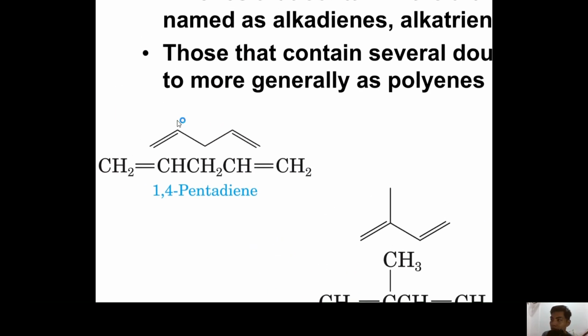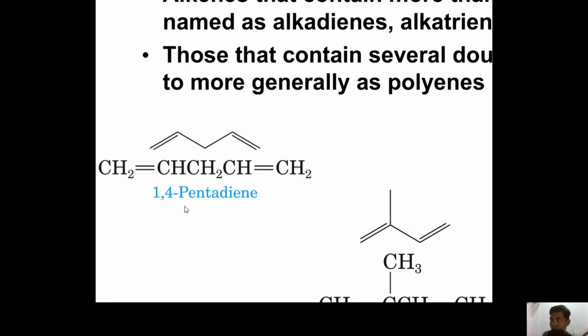Ito isa pang common compound, 1,4-pentadiene. Okay? Diene meaning dalawang double bond. Saan makikita yung dalawang double bond? Sa carbon 1 and sa carbon 4. Okay? So, ganun kapag maraming double bond. Gagamitin mo ng diene, triene.